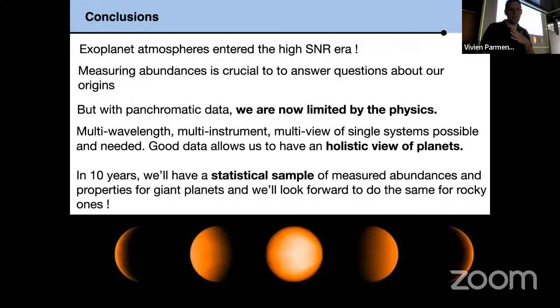So I guess we're all tired, so that's all. Main message, we're really entering the high SNR era, which is wow. But it makes it hard, okay? So now we have to fit high SNR data. Before we had to fit floppy data, that was easy. Now we have to fit high SNR data.